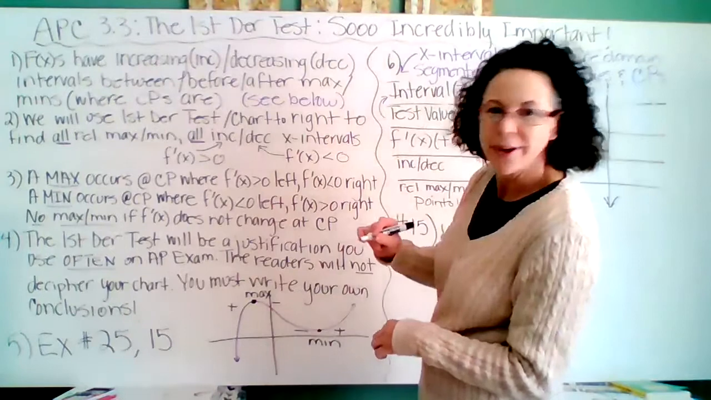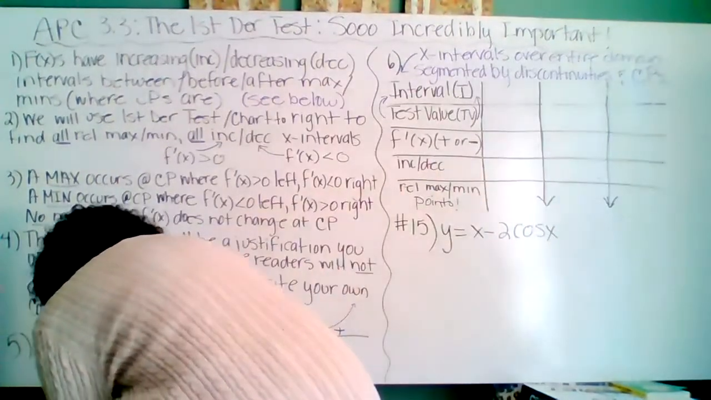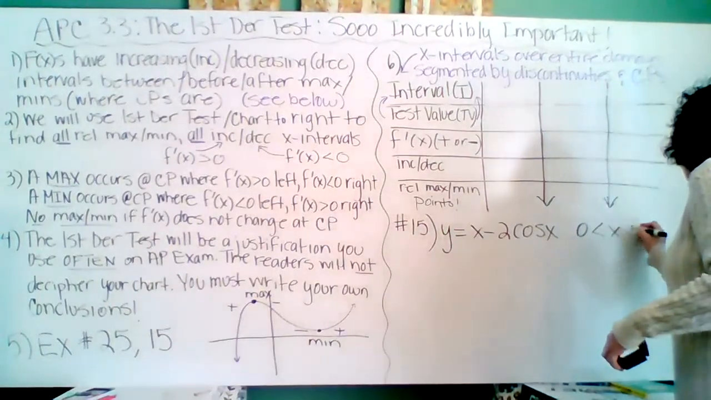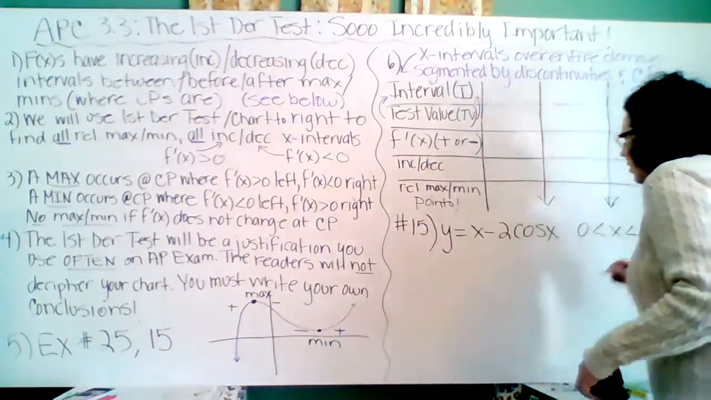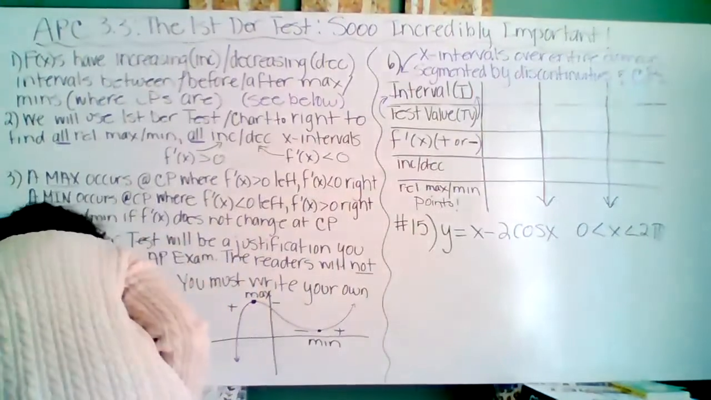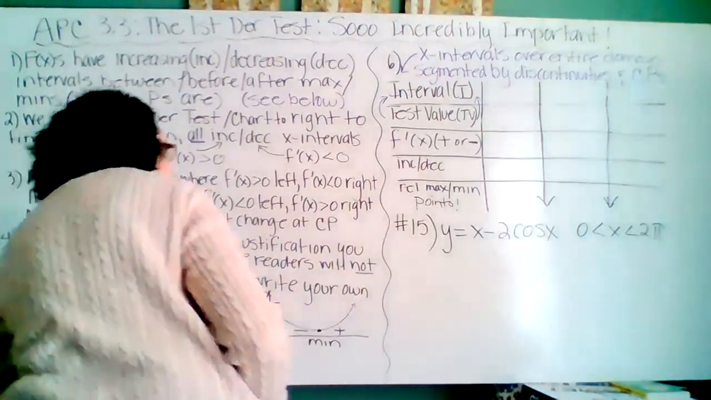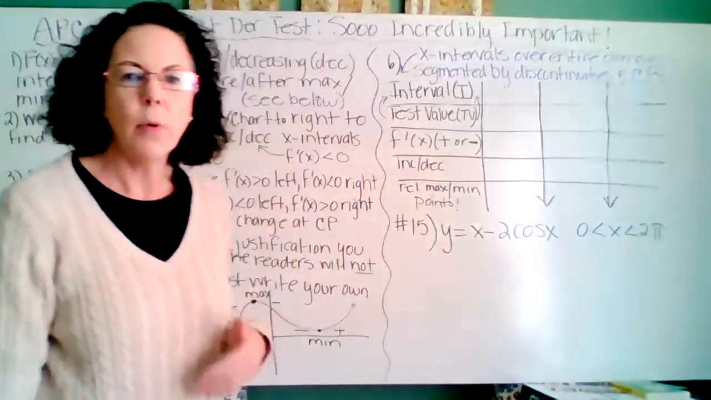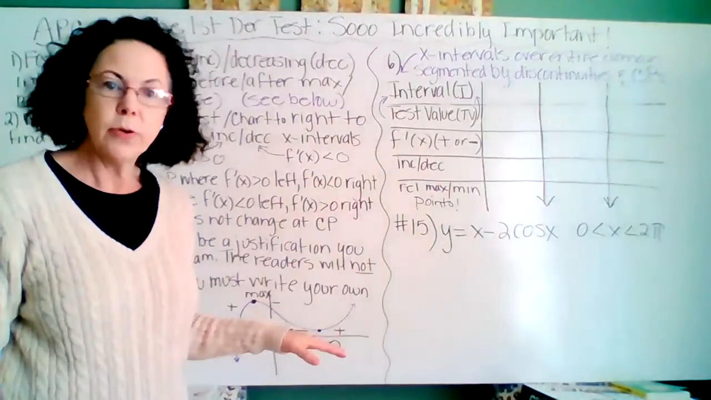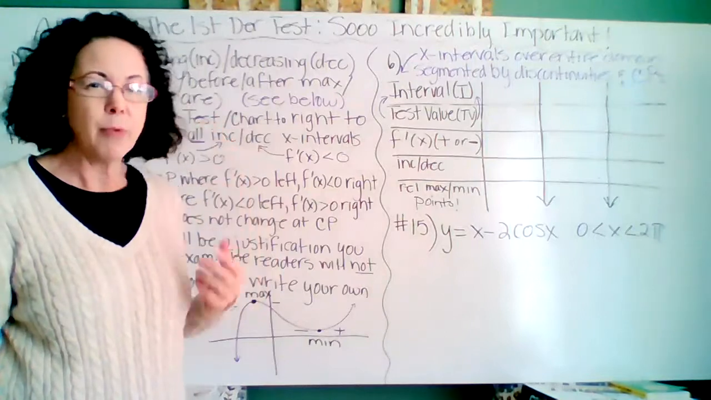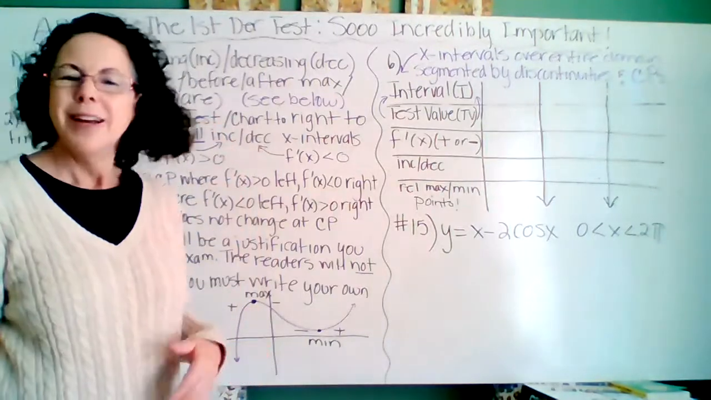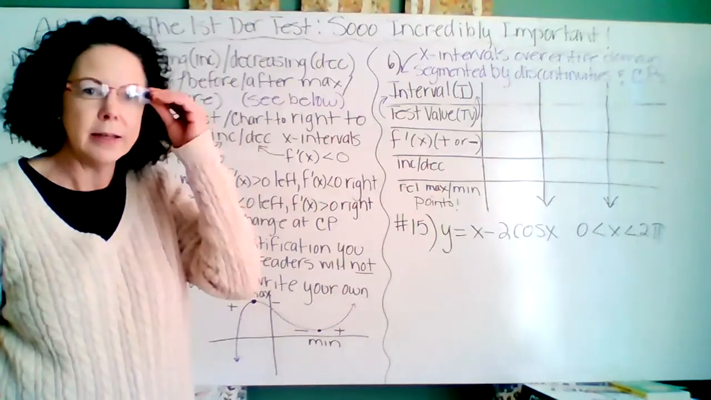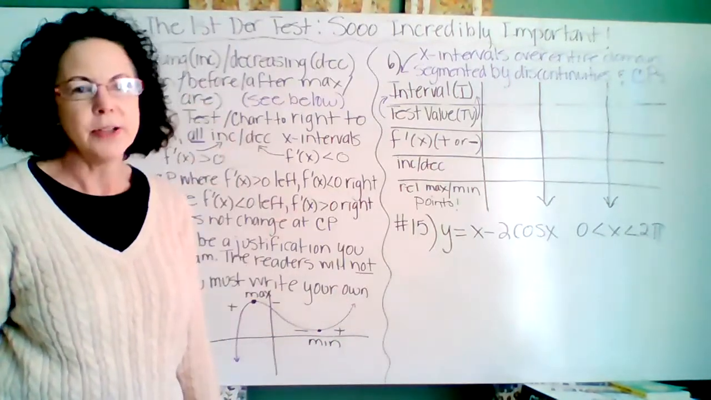Just making sure I wrote it right. Hold on. There we go. Okay, on number 15 in your book, they are asking for just where the increasing and decreasing intervals are, not where the maximums and minimums are. But I still just really felt that we should do it because they could ask you for that. And so we're going to go ahead and do everything.